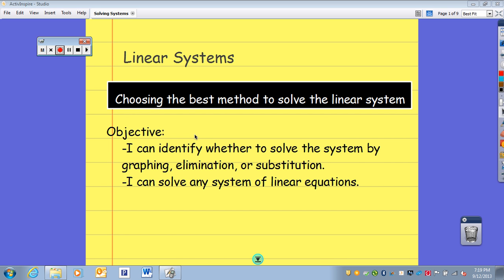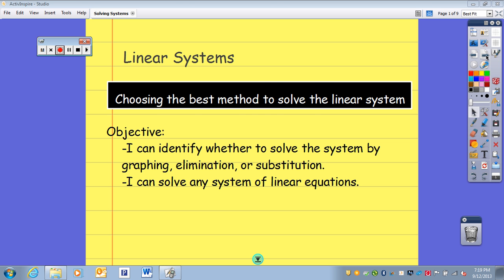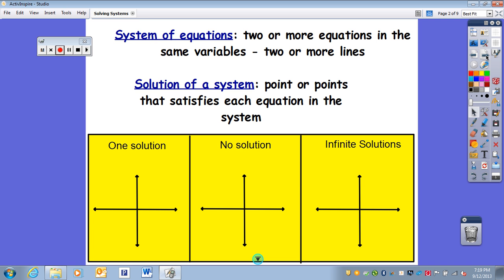In this video, we are going to review linear systems, and by choosing the best method to solve this linear system, either by graphing, elimination, or substitution. A quick review. A system of equations is two or more equations in the same variable, which means two or more lines. A solution to a system is a point or points that will satisfy each equation in that system.